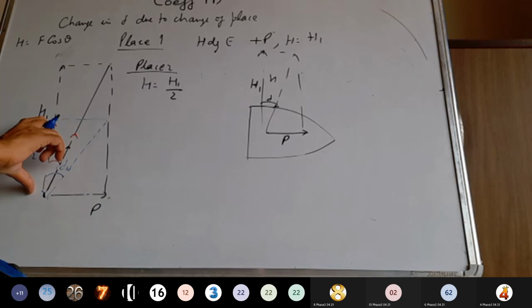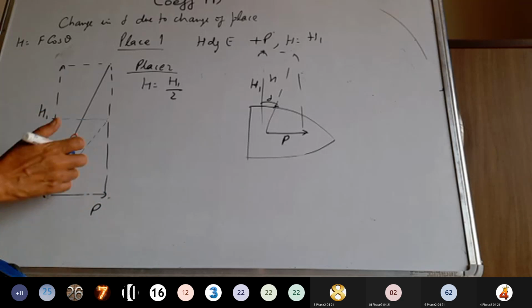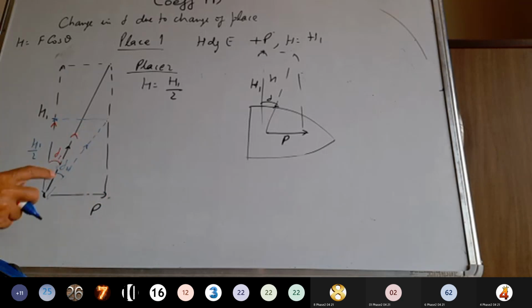So when this H becomes half, P remaining same, the resultant will now be acting in this direction. So your magnetic compass will be pointing in this direction. So obviously the deviation increases.